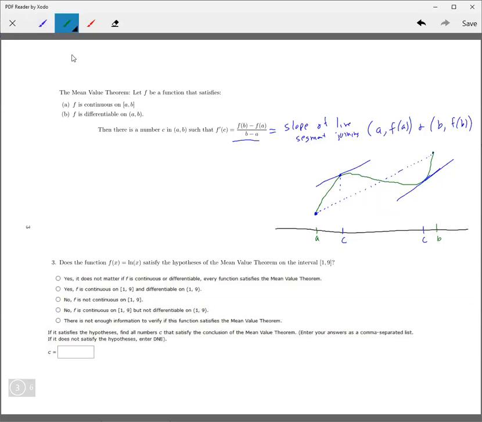The way that this is proven, it comes really quickly from Rolle's theorem, and essentially you just do a little trick. You let h of x be equal to, so you have your f on the interval from a to b, you let h of x be f of x minus f of a minus f of b minus f of a over b minus a times x minus a.